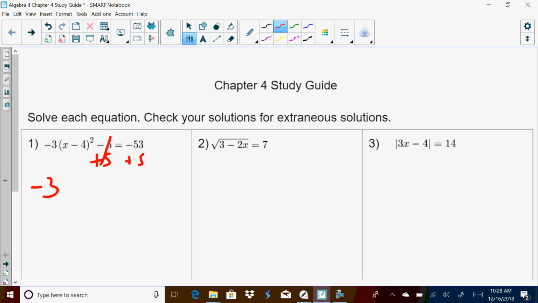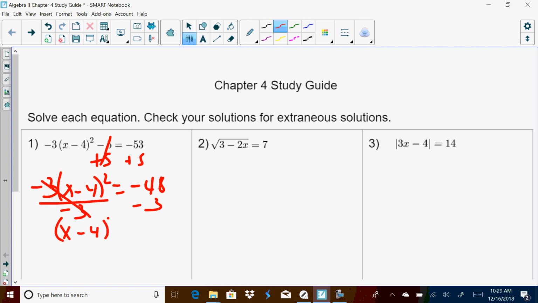So we had negative 3 groups of (x minus 4) squared equals negative 48. Divided by negative 3, I get (x minus 4) squared equals 16. Square root of 16, I get x minus 4 equals 4, or x minus 4 equals negative 4.